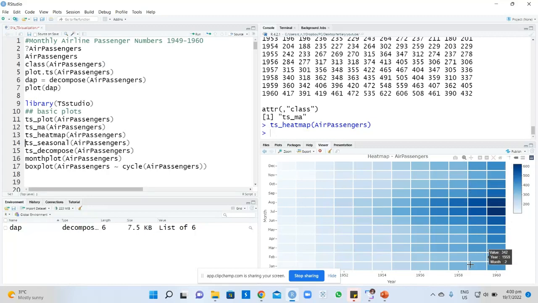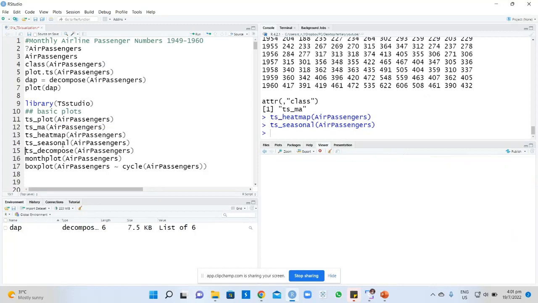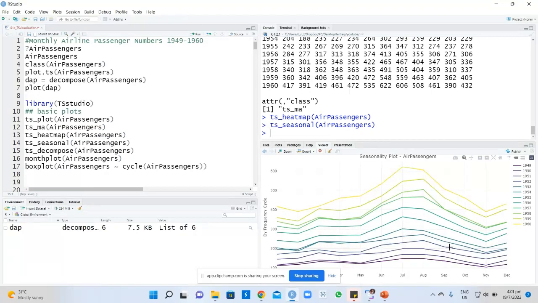And in the past few years, so 1959 to 1960, it has been a darker blue, so there are more passengers around this time. You also have the seasonal plot, where we can look at every independent individual year. We can notice that usually the months of July, August, September are the peak, and that over time the number of passengers has been increasing steadily.